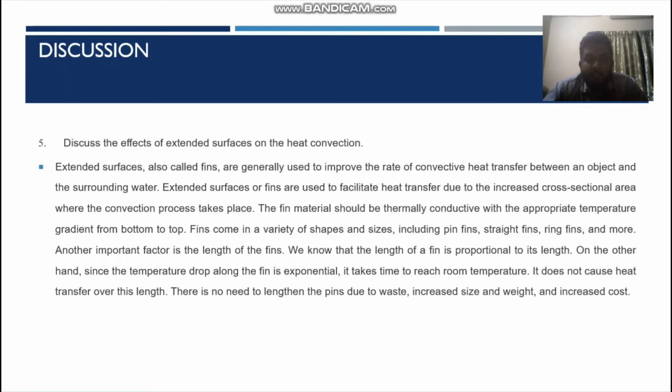On the other hand, since the temperature drop along the fin is exponential, it takes time to reach room temperature. It does not cause heat transfer over this length. There is no need to lengthen the fins due to wasted material, increased size and weight, and increased cost.